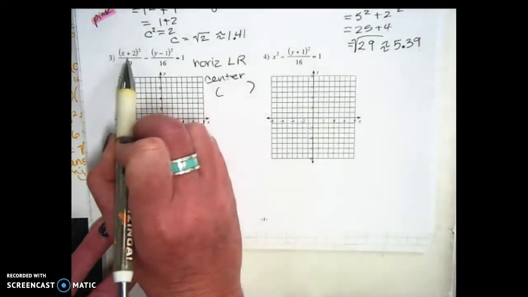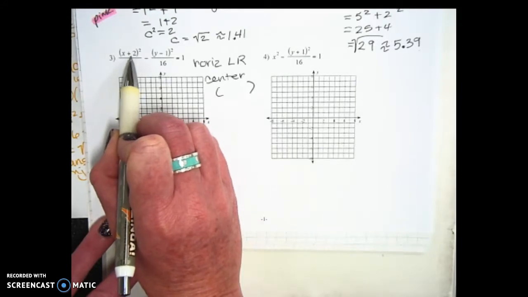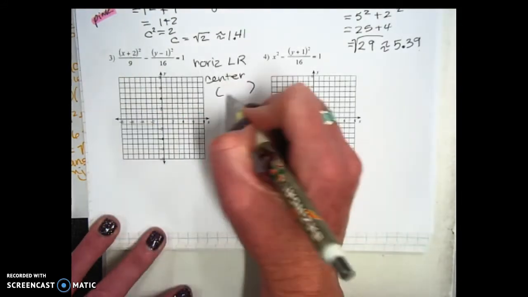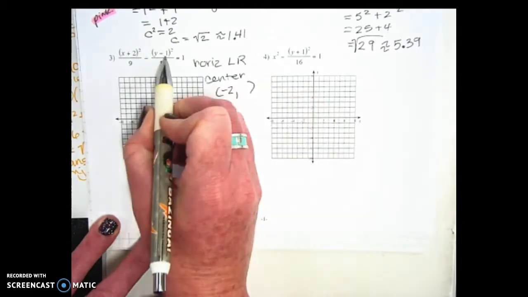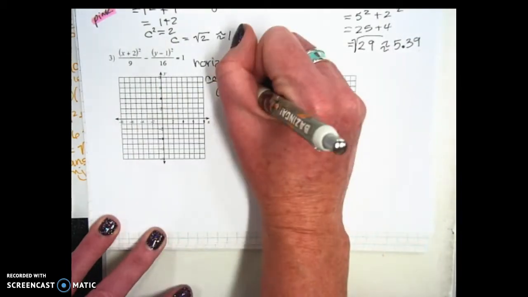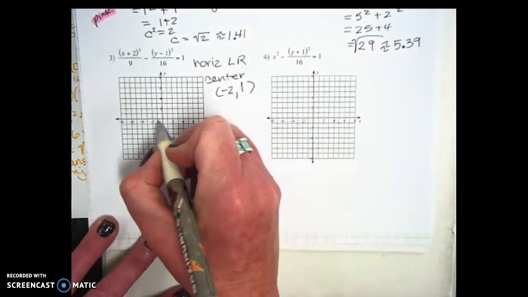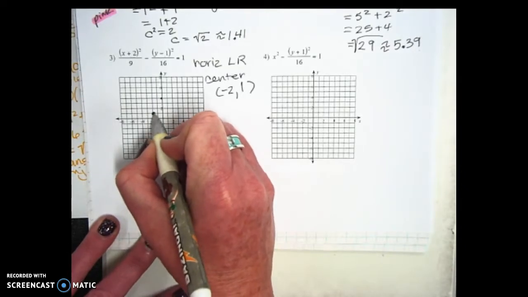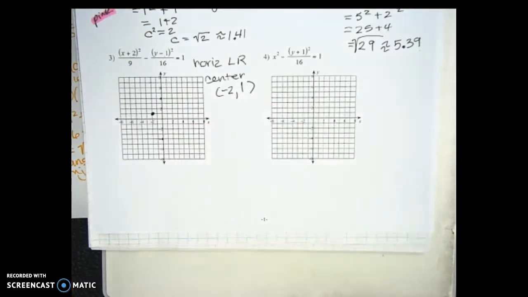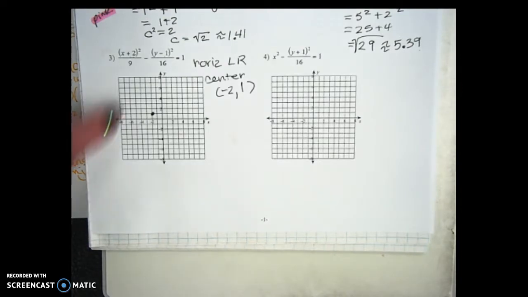So on all of our other conic sections, it's been the opposite of this number, right? So -2, and then the opposite of this number, which is +1. So we have a center. You're going to go 2 to the left, up 1, put a point. Okay. Then we're looking for our stretches.